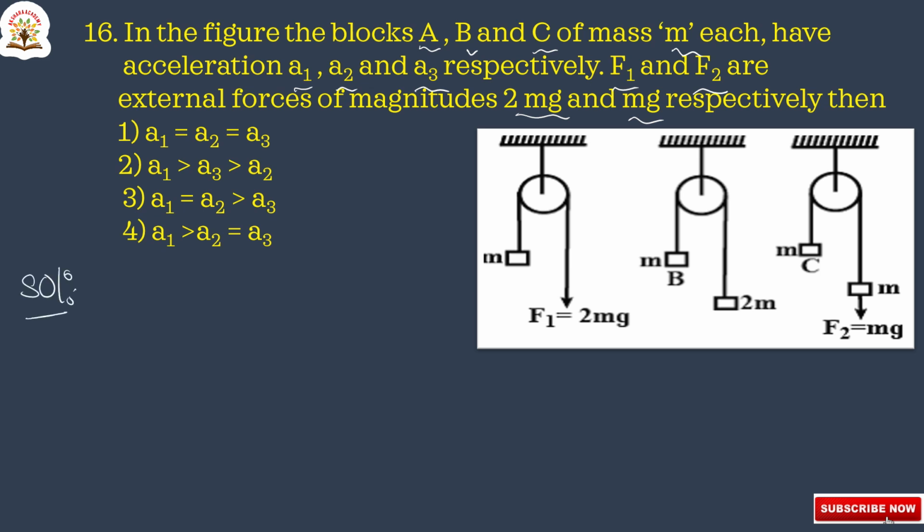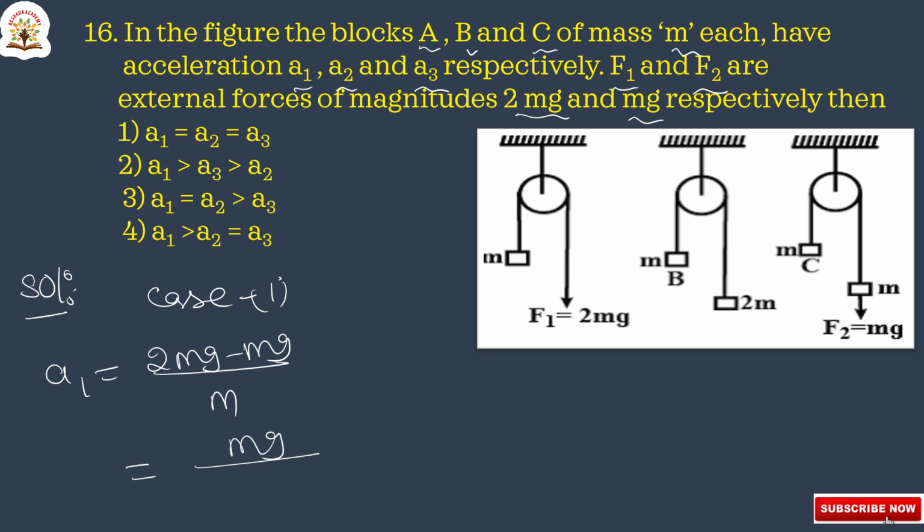First we will discuss case 1. In this case, a1 is equals to (2 mg minus mg) by m. So that is equals to (2 mg minus mg) by m. m gets cancelled. So a1 is equals to, we are getting, g. And next we will calculate case 2.